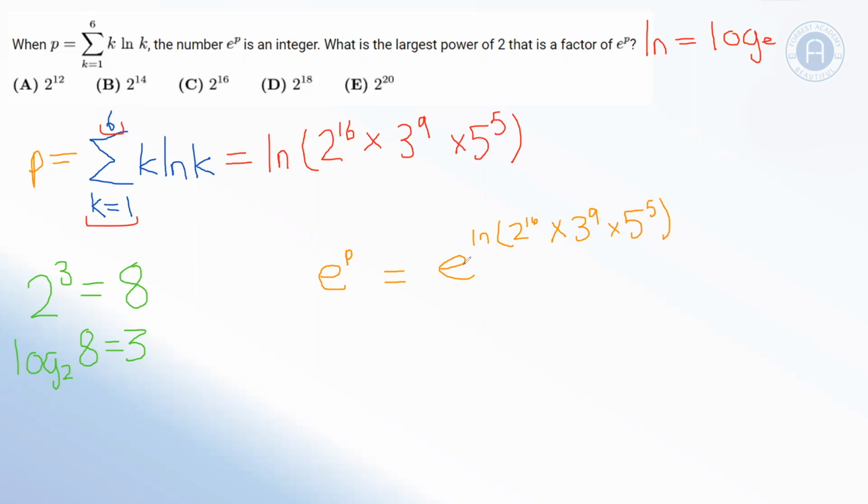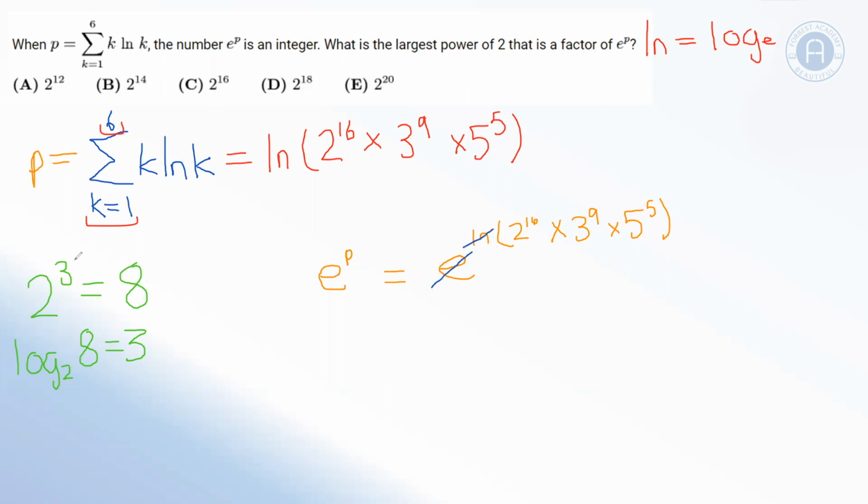Now again, if we think about how logarithms work, natural log, so log to the base e, we're asking what would we need to put e to the power of to get 2 to the 16 times 3 to the 9 times 5 to the 5. What we're doing is we're asking that question, and we're then raising e to that power. So what's going to happen is this is going to cancel with this.